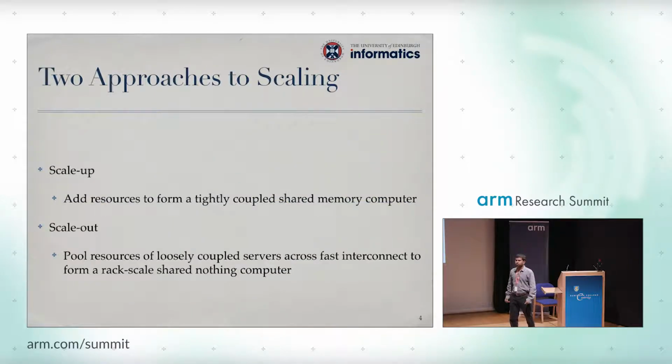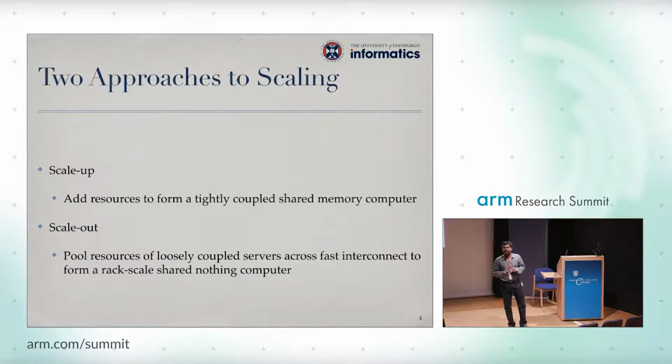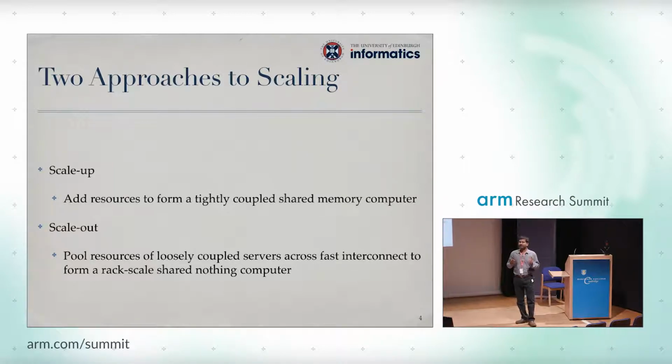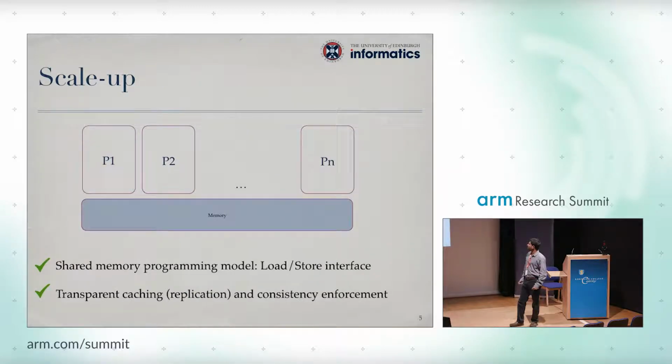So basically, there are two approaches to meet the scaling demands. One is called scale up, where essentially you add resources to a single server to form this so-called shared memory multiprocessor. The other approach is to scale out, where the idea is that you loosely couple different servers within a rack to form this so-called scale-out shared-nothing computer. Okay, let's understand these two better.